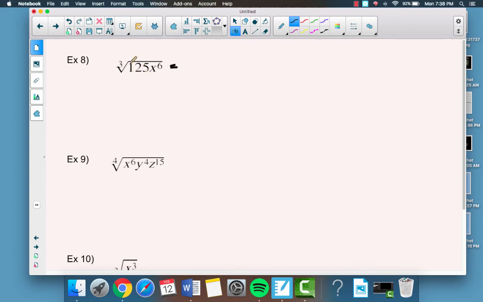So hopefully as you're getting more familiar with cube roots, it's easier to identify those answers. So what to the 3rd gets us 125? Well, that's going to be 5. Okay, and then we have to deal with the variables. So the easiest way that I usually tell people to do this is to think about dividing.